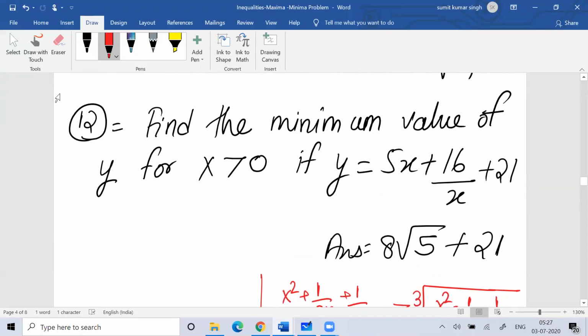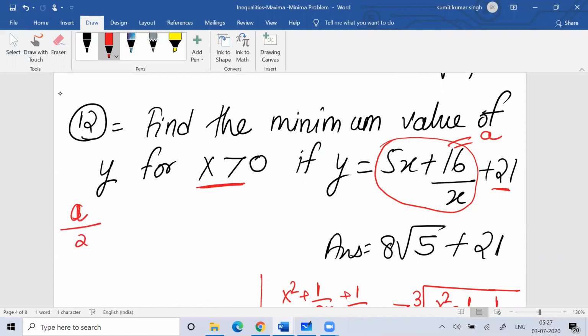Now for this, again the same logic. Now you have to find the minimum value where x is greater than 0. This is constant only. If you want the minimum value, you want the minimum value of this 5x plus 16 by x. You can do this. Let this be equal to a. So a divided by 2 is greater than or equal to the square root of 5x into 16 by x. So x gets cancelled. So a is greater than or equal to 2 root 80.